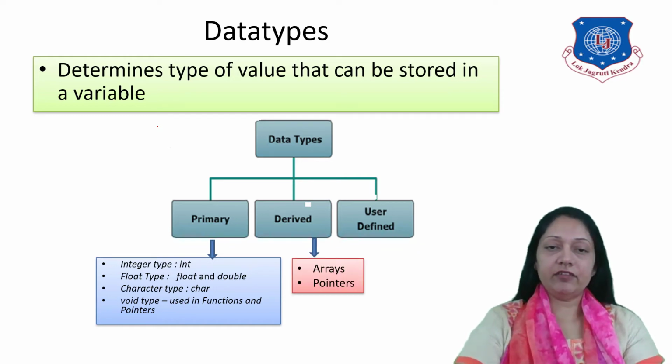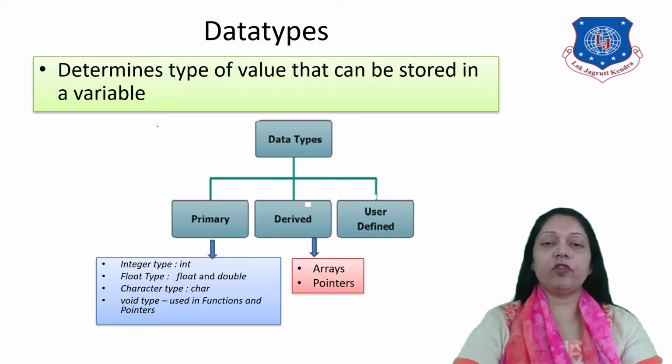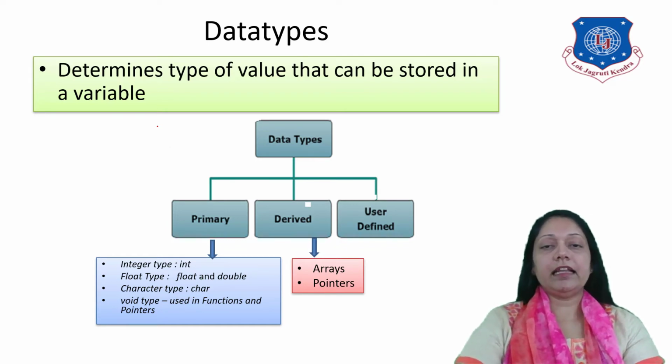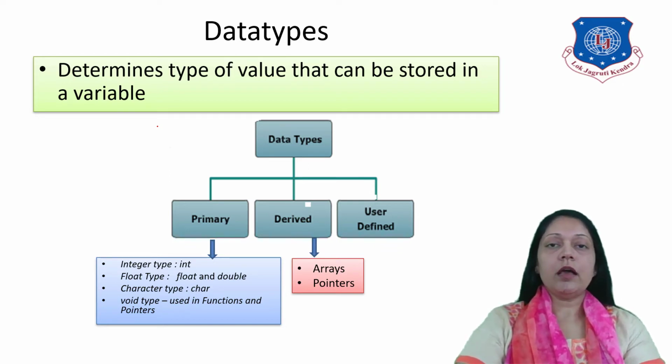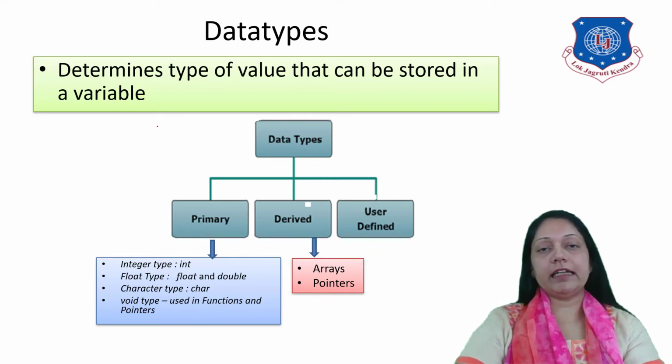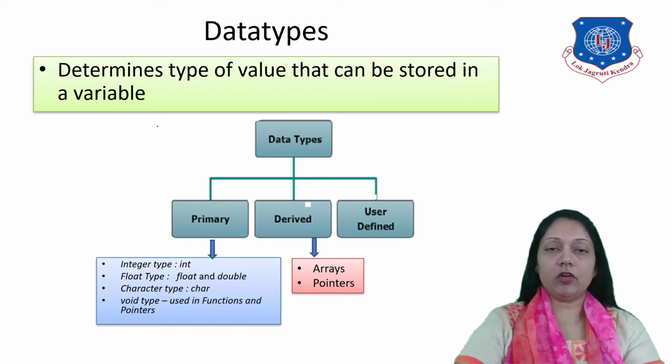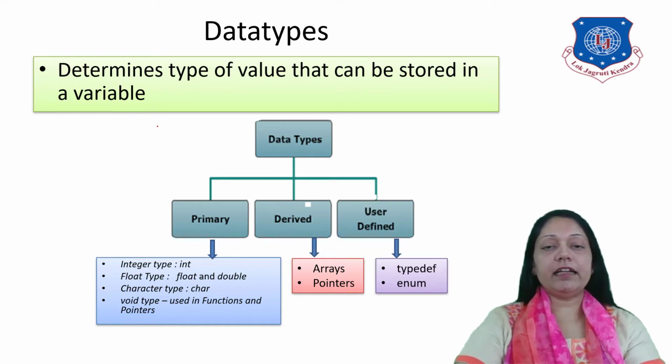Next is derived data type. Derived data type is derived from primary data type. In that we have two types: arrays and pointers. Arrays are used to store multiple values in a variable, while pointers are used for efficiently storing data inside a memory. These are complete chapters in the C programming language, which we'll be seeing later on and not in this particular video.